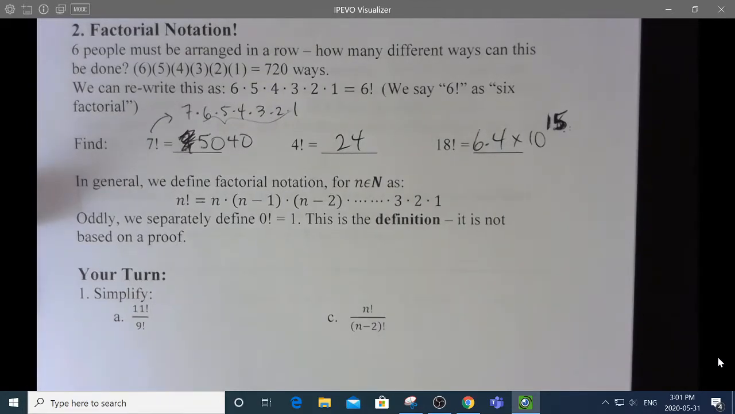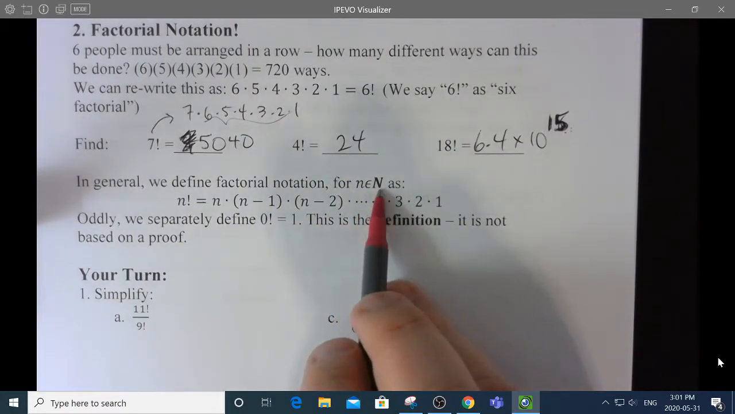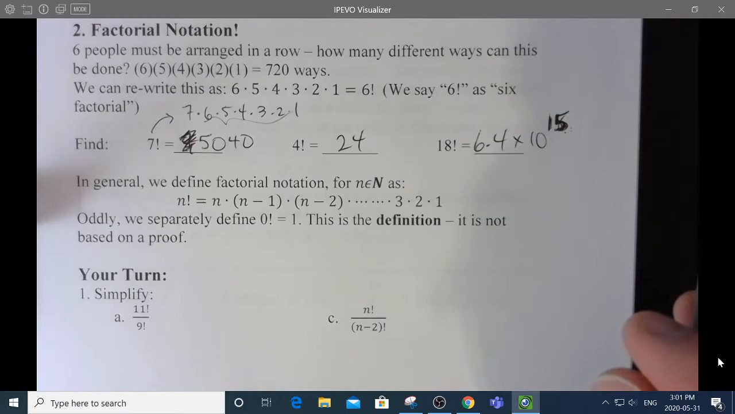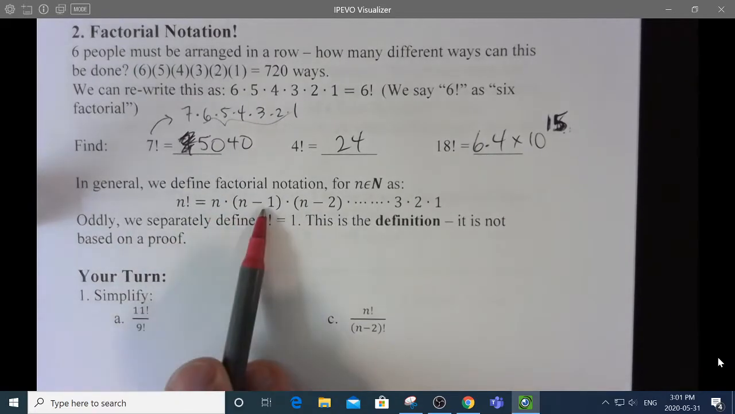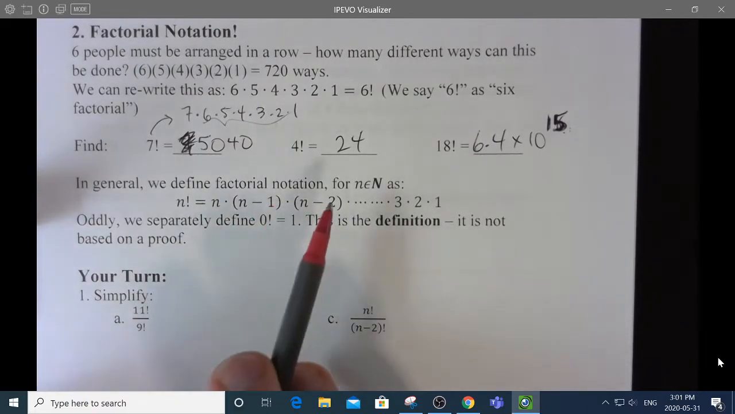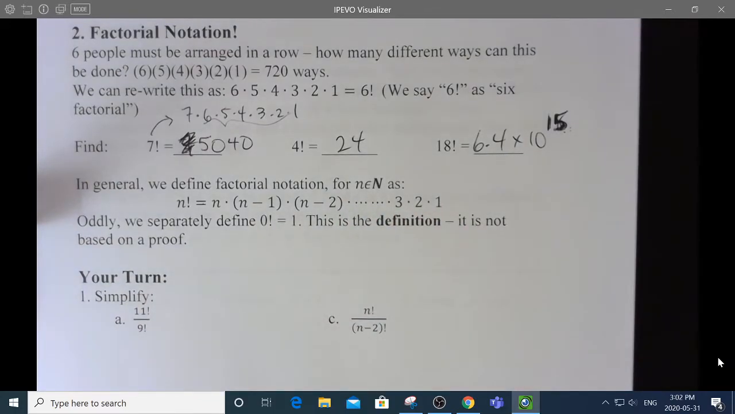Anyway, in general, we define the factorial notation for n, any number, as an element of natural numbers, right? We don't talk about factorials of negatives. We don't talk about factorials of decimals or fractions, at least not in this course. So any number written as a factorial is itself times the next number that's smaller, times the next number that's smaller, all the way till 1.